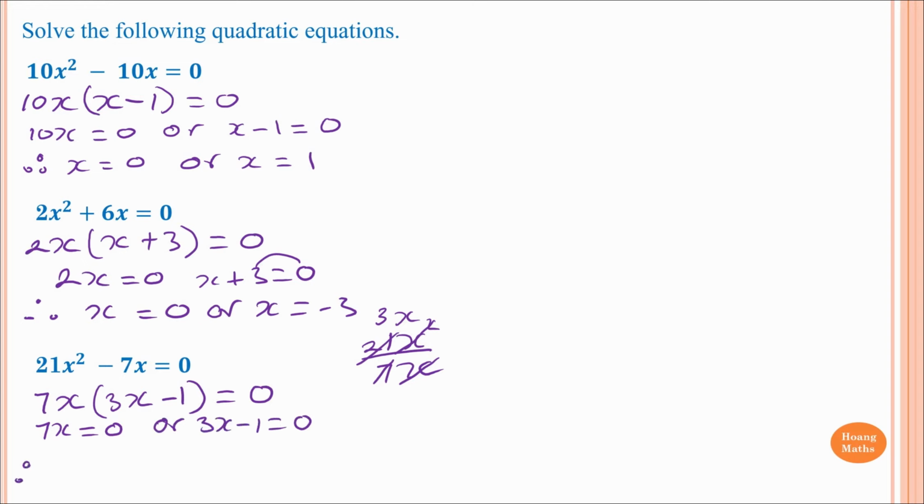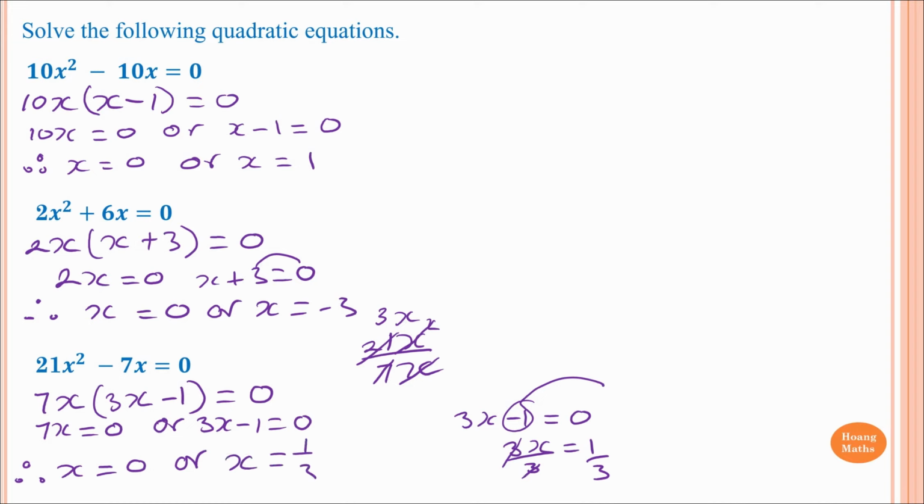So therefore, x is equal to 0 or, now, 3x minus 1 is equal to 0. I move this to that side. So that means 3x is equal to 1. Then I divide by 3, divide this by 3, that cancels out. So therefore, x is equal to a third. So the answer, therefore, x equals 0 or x is equal to a third.